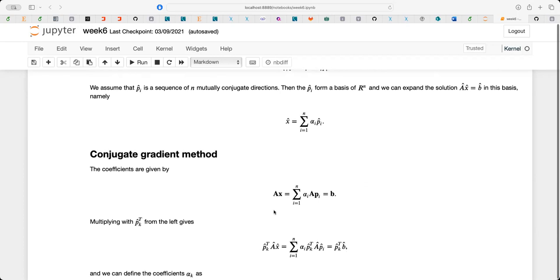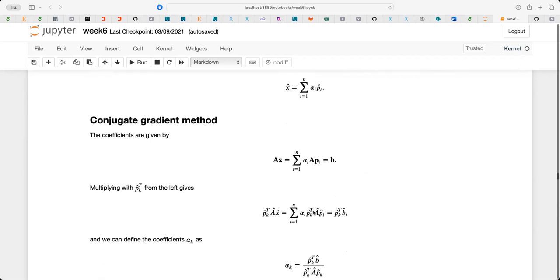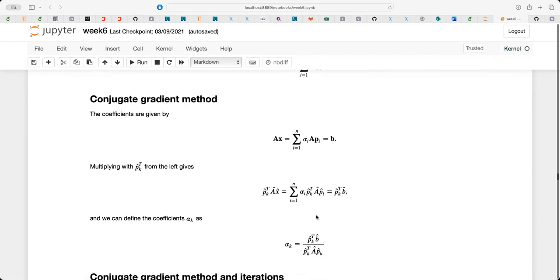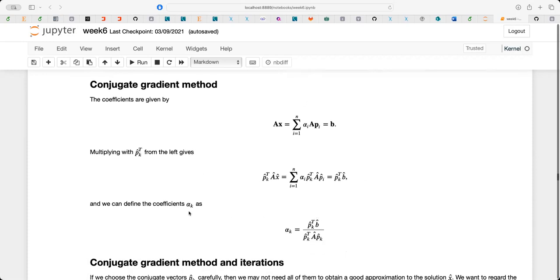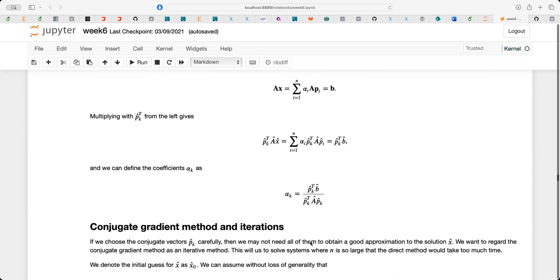So we are making an assumption that we can use this basis to expand the solution. If we are able to expand it in terms like that, we end up with A times X being given by this linear product here. Then we multiply with that vector from the left, and that gives us this property, where we have P_k transpose times B multiplied with that one. Then we can define the coefficients in terms of that.